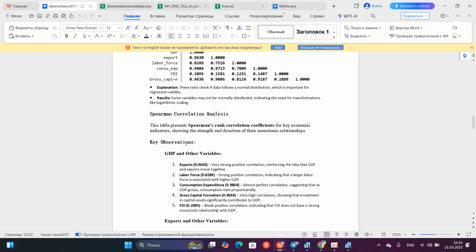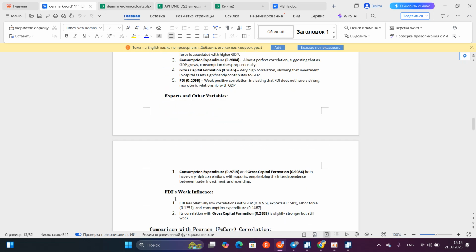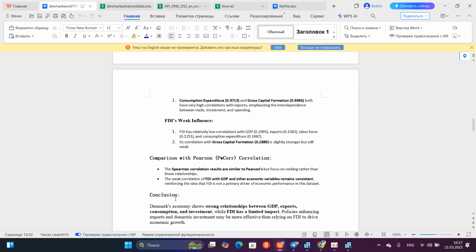This table presents Spearman's rank correlation coefficients for key economic indicators, showing the strength and direction of their monotonic relationship. Key observations: GDP and other variables. Export 96%, a very strong positive correlation, reinforcing the idea that GDP and exports move together. Labor force 82%, and you can read all of them by pausing the video, because we have to consider the time.